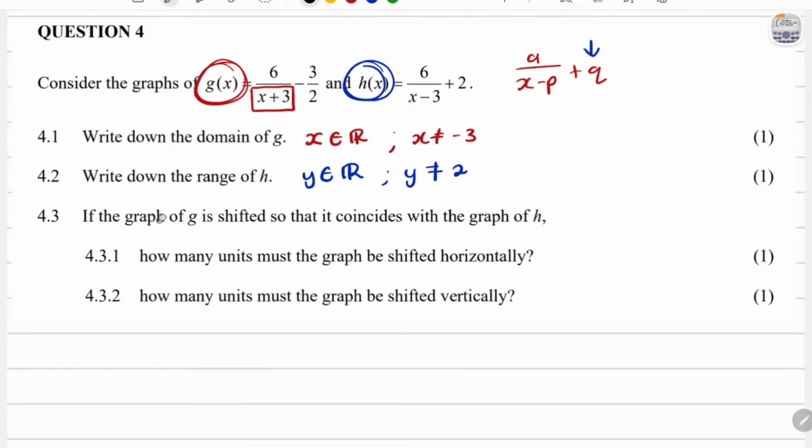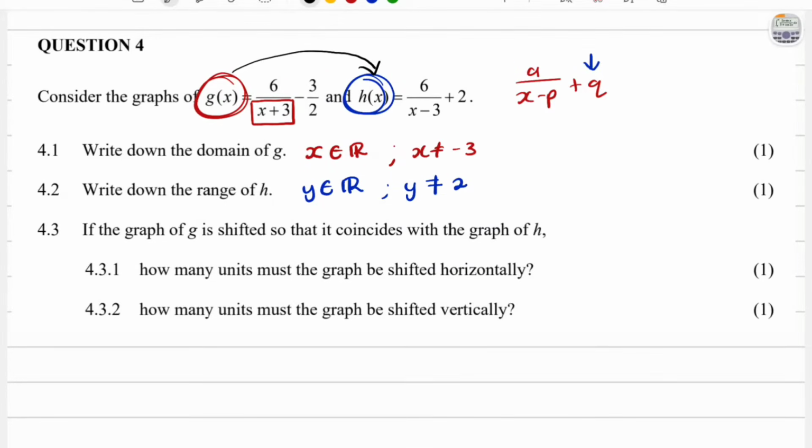The next question says, if the graph of g is shifted so that it coincides with the graph of h, how many units must the graph be shifted horizontally? So thinking about it as this graph of g is shifted so that it coincides or perfectly fits into the graph of h. When a graph coincides with another graph, it just means that you had that graph originally, and all it did is it moved to the point that it actually fit perfectly with the other graph.